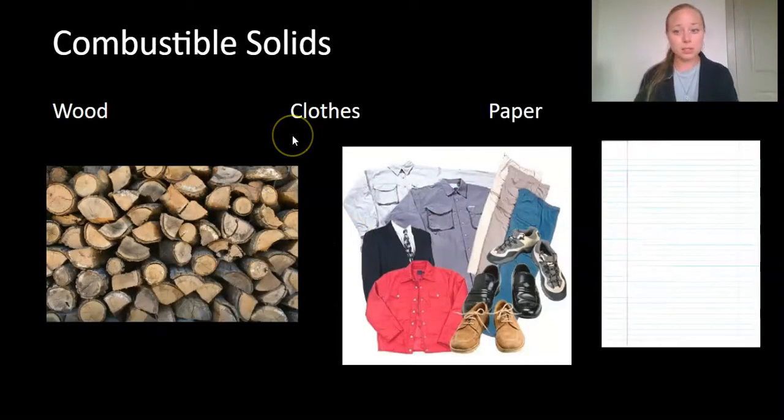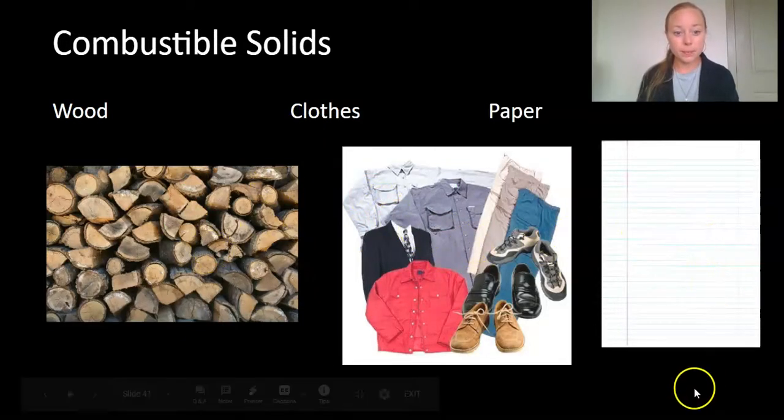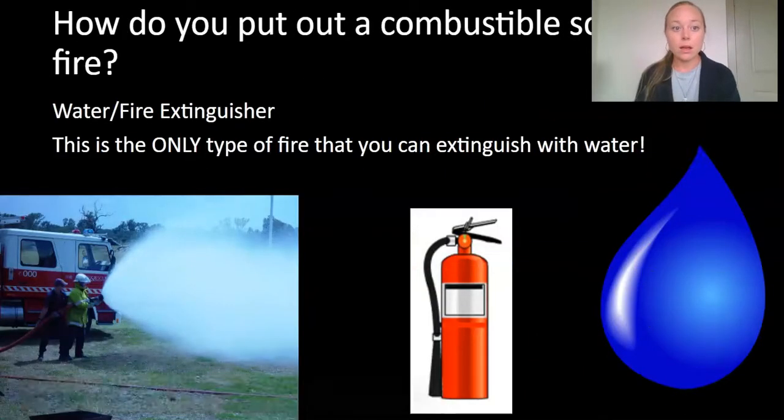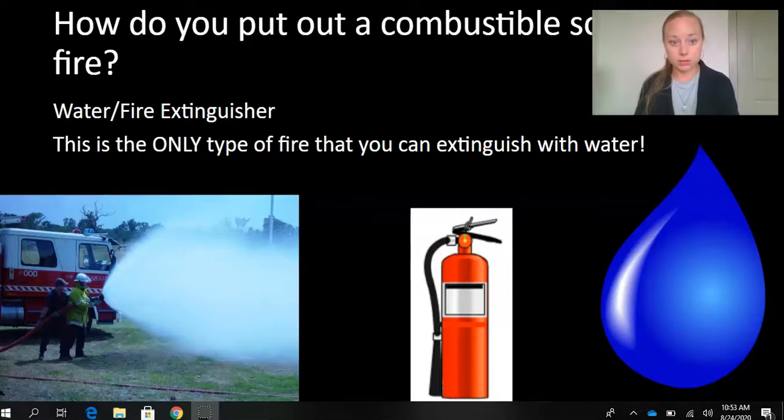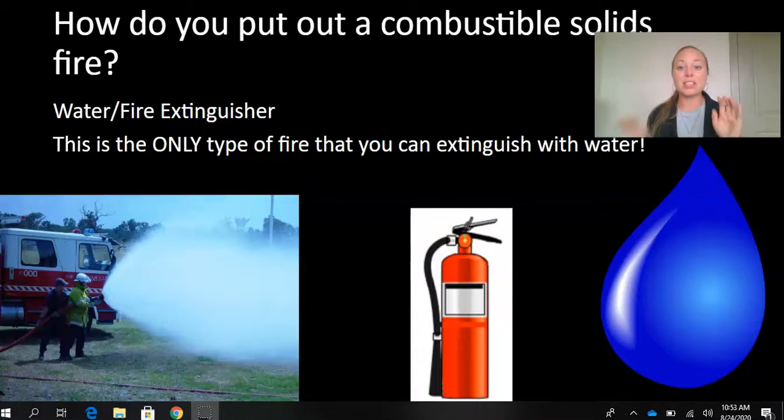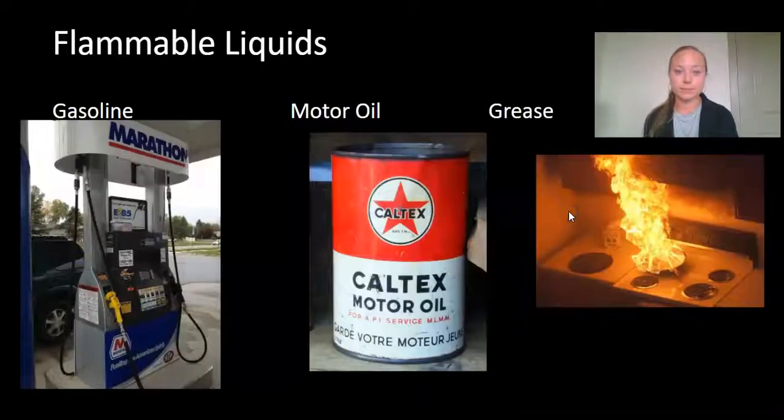So combustible solids, these are things like wood, clothes, and paper. You can put out a combustible solids fire with water or a fire extinguisher. Make note that this is the only type of fire that you can extinguish with water. The only one. The rest are very unsafe to extinguish with water, and we'll see a video of why.